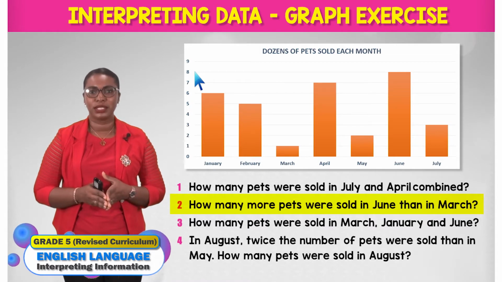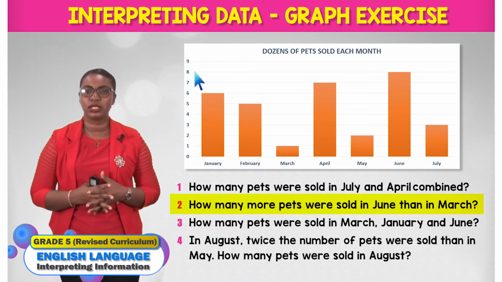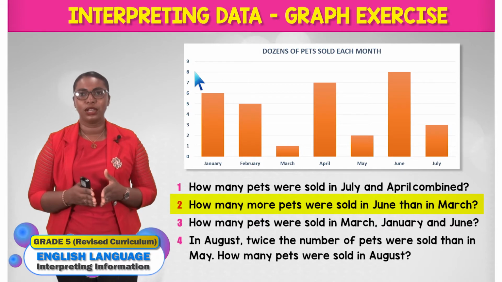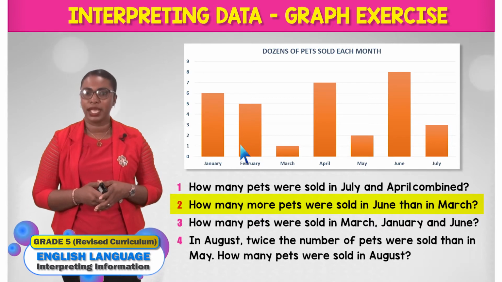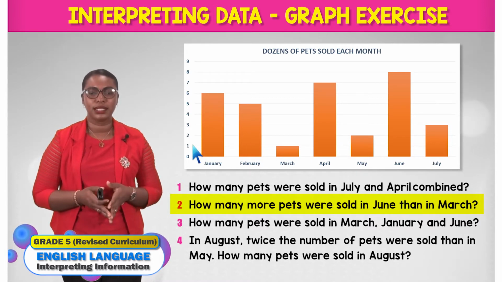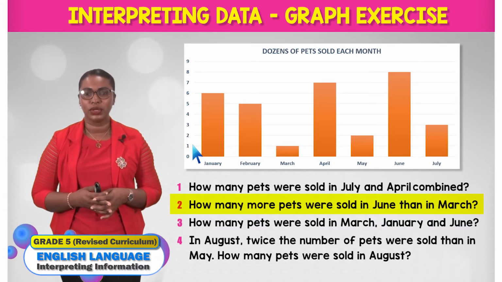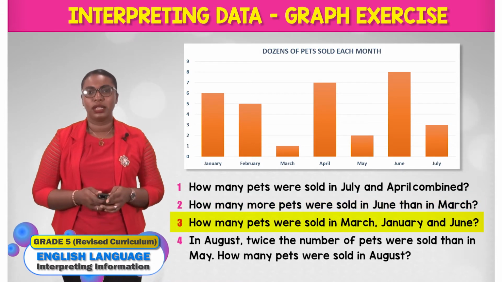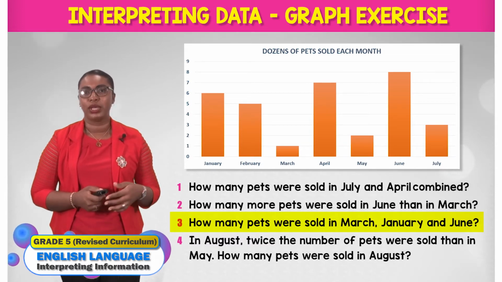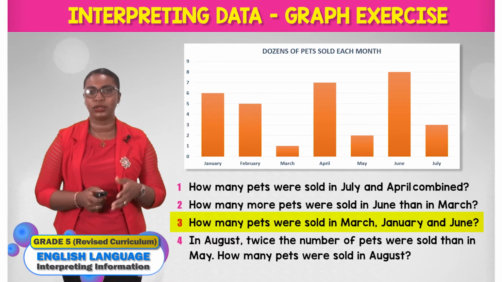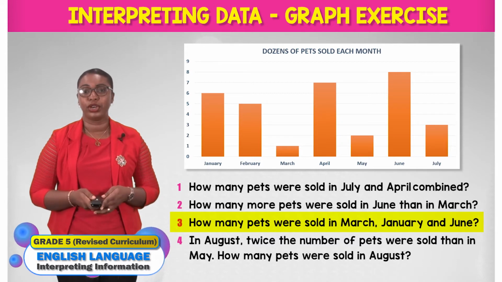So you have to be able to say 8 times 12 will give you how many animals or pets were actually sold in June. Then you look at the number in March. If you look carefully, you will see only 1 dozen of pets were sold in March, and the 1 dozen there only represents 12. So again, there is some sort of calculation you will have to do to find the information. The next question, how many pets were sold in March, January, and June? We have 3 months there, so you have to be able to find the information on the graph and then represent the information after doing your calculation.